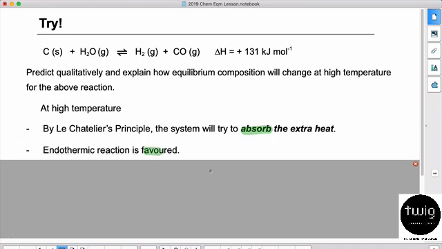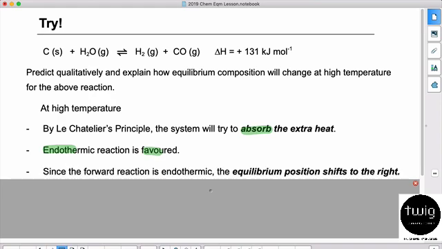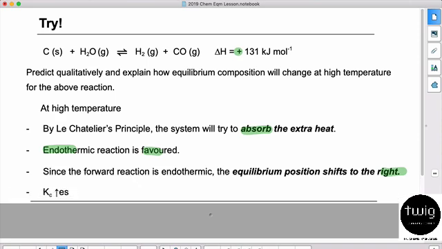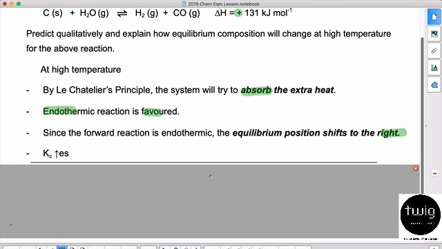Since the forward reaction is endo, the position of equilibrium shifts to the right. Done. Very easy. So you shift to the right, there are more products than reactants. Kc will increase. Do mention Kc whenever we talk about temperature. Kc will increase. Pretty straightforward.